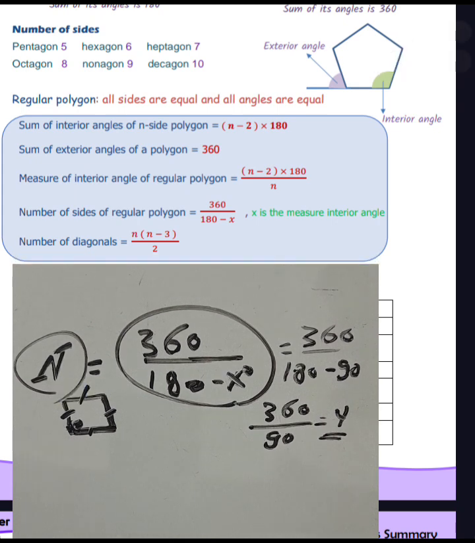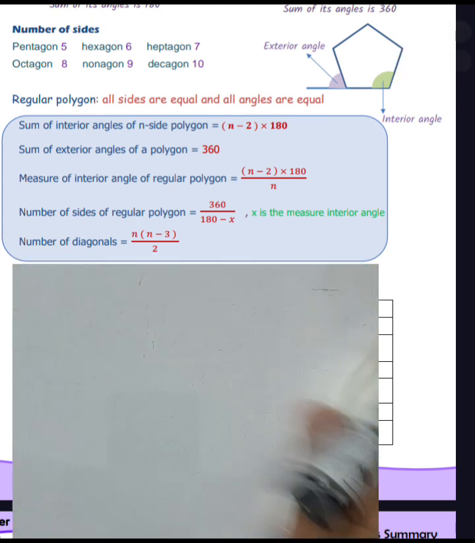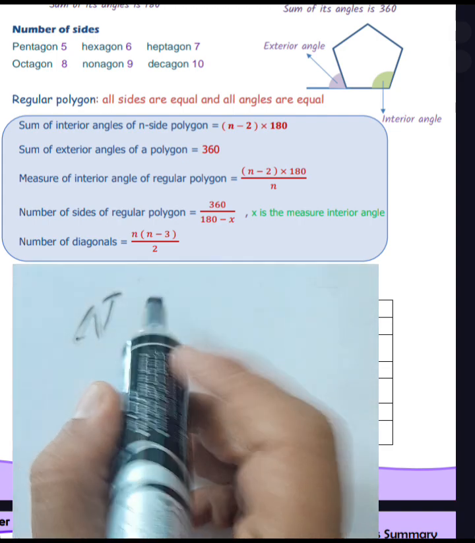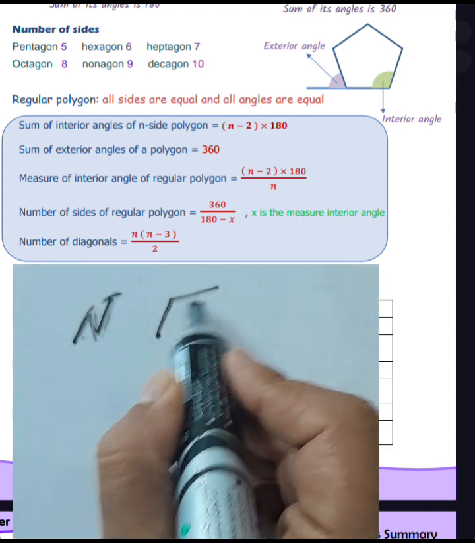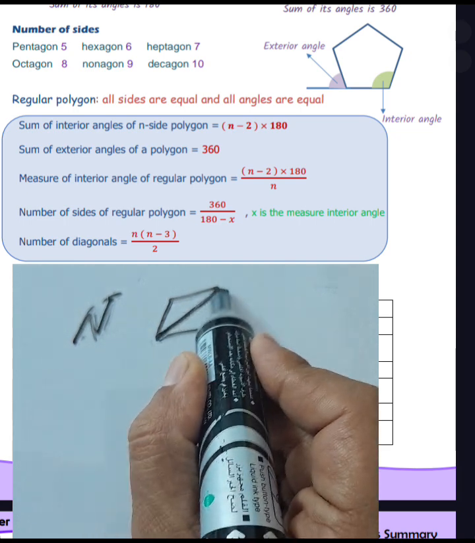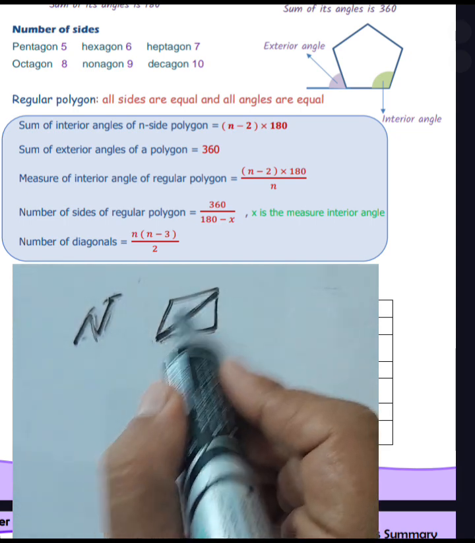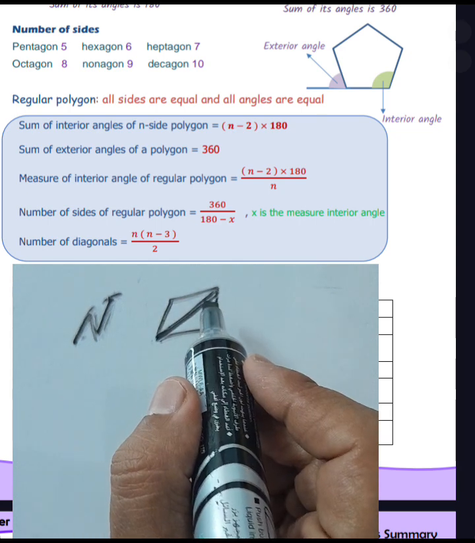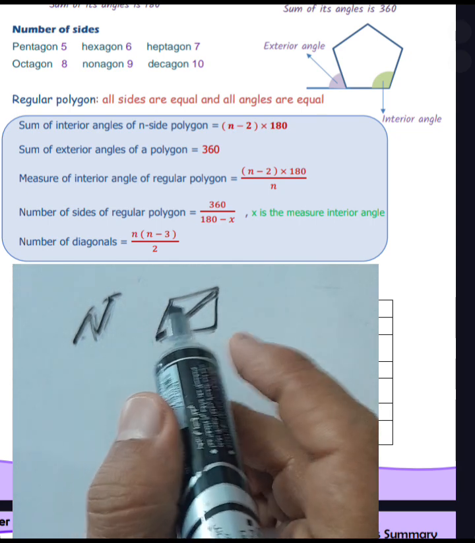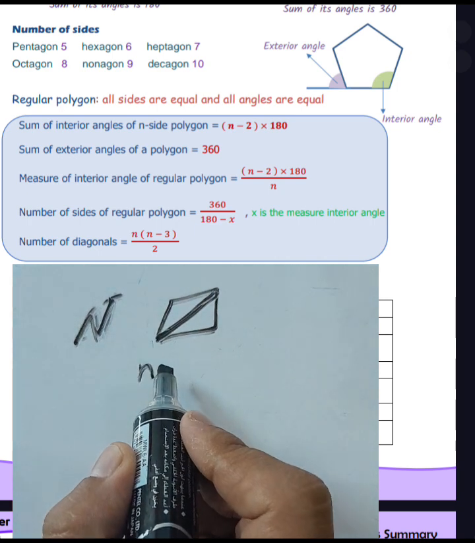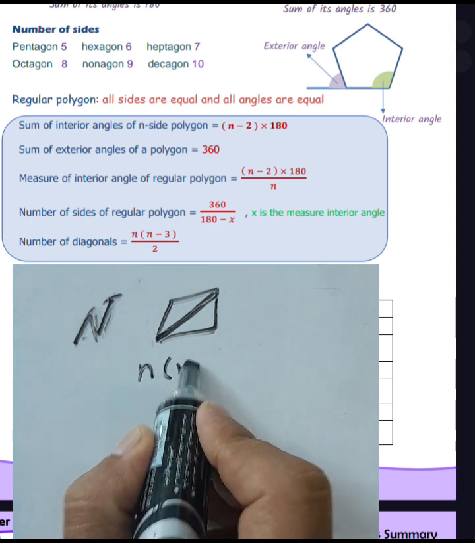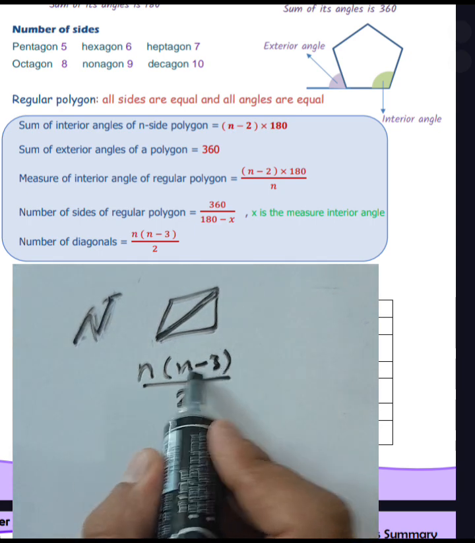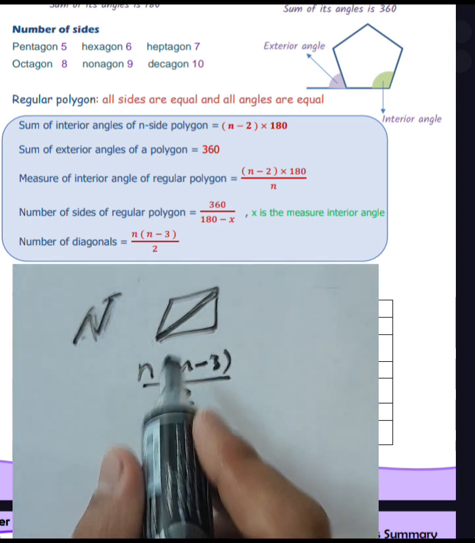And the number of diagonals: to find the number of diagonals, you must use the rule. What about the diagonal? The diagonal is a line segment joining opposite angles. We call this a diagonal. To find the number of diagonals in any polygon, you can write this rule: n times (n minus 3) over 2. n here refers to the number of sides.